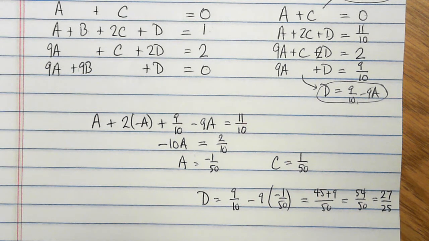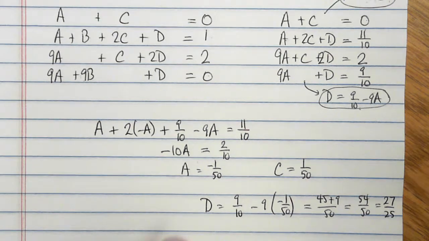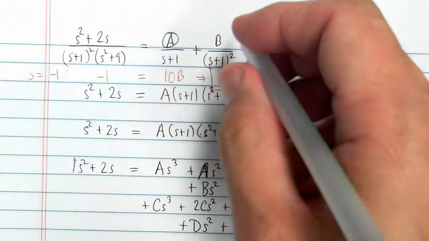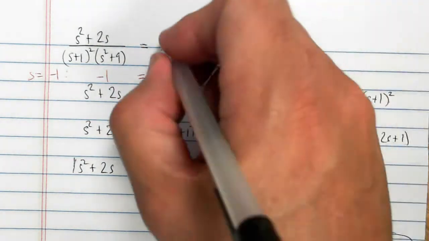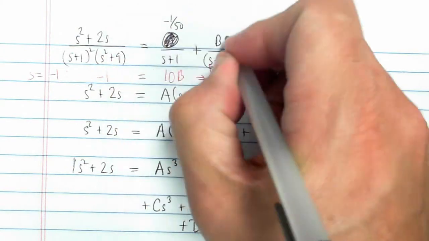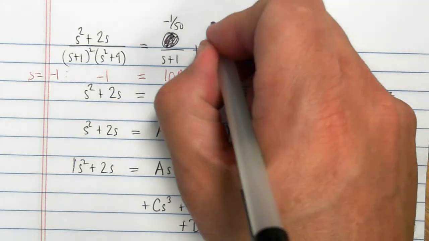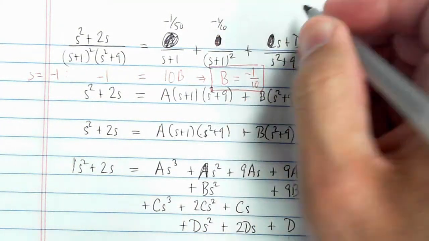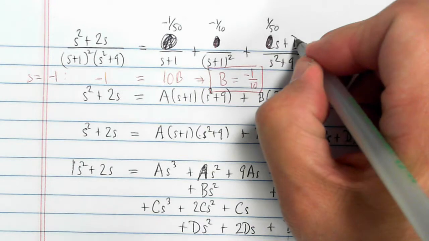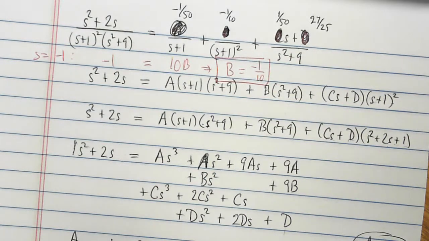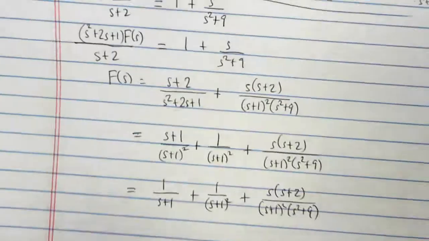Okay, so we get this fairly, well, not fairly, really complicated mess for the constants. And so coming back up here, we found that a was equal to negative 1/50th. We found that b was equal to negative 1/10th. C was equal to positive 1/50th. And D was equal to 27/25. Okay, so with that, let's put that down on the previous page.